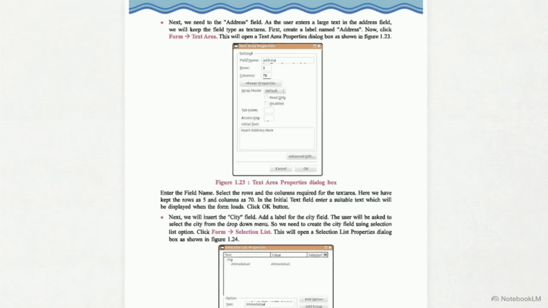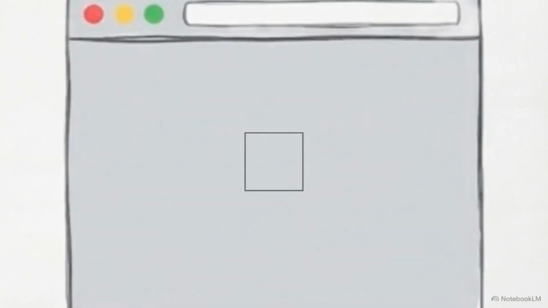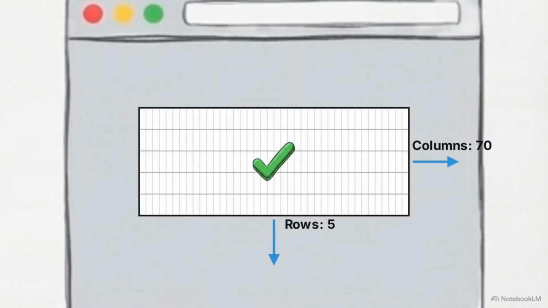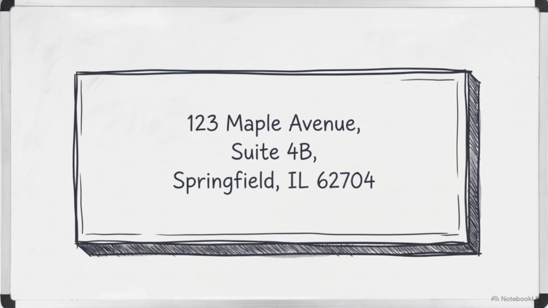Look at this Text Area Properties dialog. Unlike images that use pixels, text areas are sized by character space. You control the height using rows and the width using columns. Here, we've set the rows to 5 and the columns to 70. By explicitly typing in those row and column numbers, we guarantee the form layout remains readable and give the user plenty of physical screen space to type out a complex address.